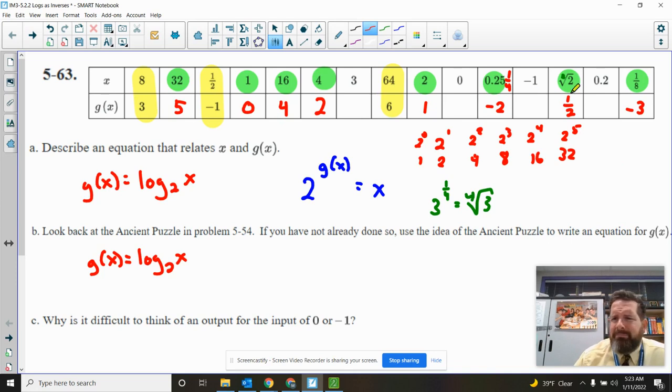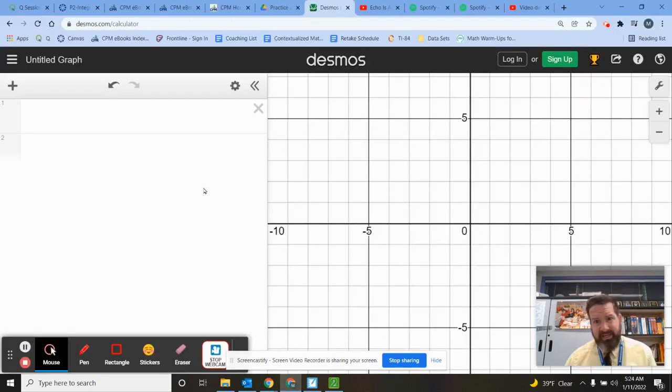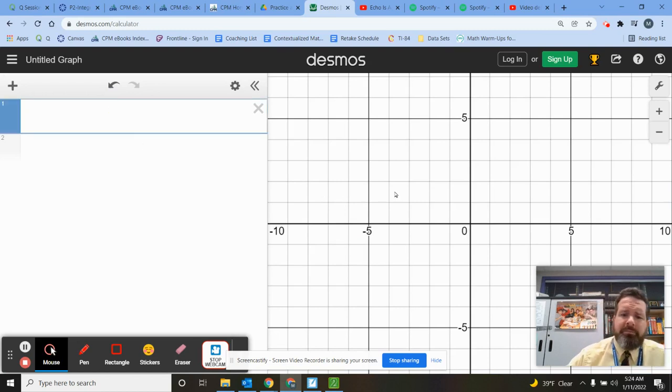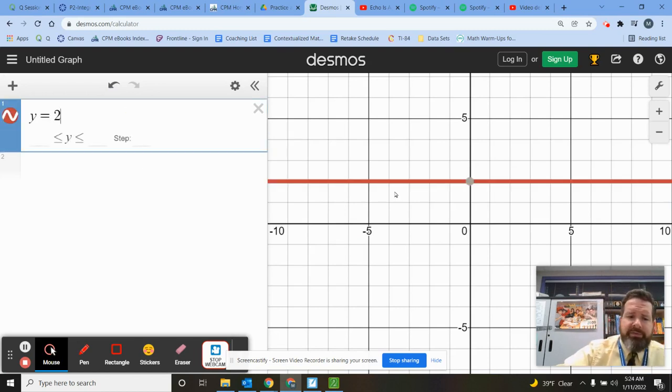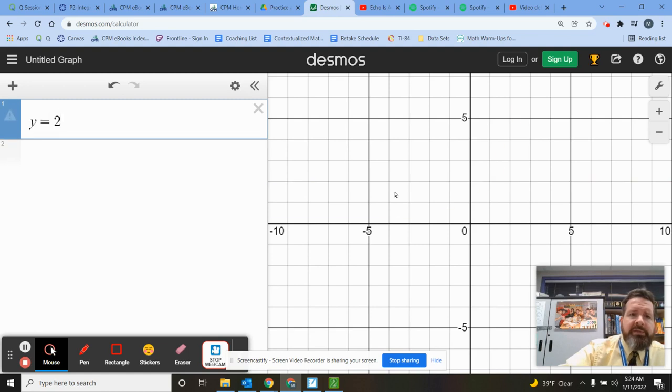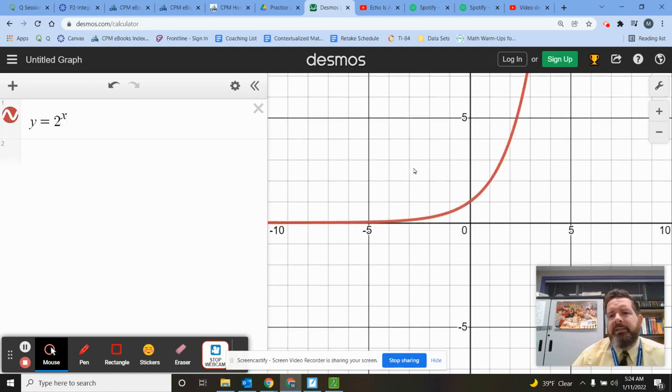Okay, so we've filled out most of this table. Now, as far as this next question, so 0 and -1, it says, why is it difficult to think of an output of 0 or -1? For that, let's take a little look at Desmos here. And we're going to look at all the powers of 2. So 2 to the power of x. This is an exponential growth graph.